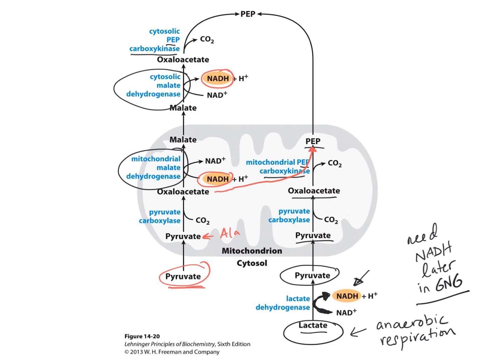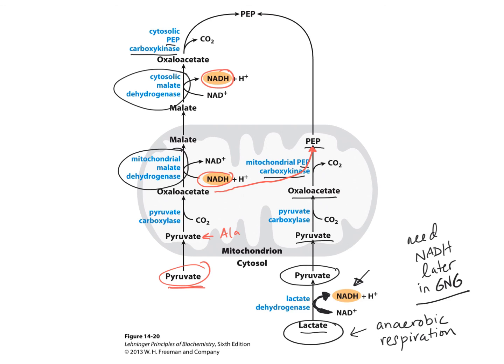So you're usually doing this path where you're originating from pyruvate or from an alanine that turns into pyruvate. You're not doing the lactate path very often because you don't produce that much lactate, and you don't produce lactate often, only from anaerobic respiration. And when that happens, then the path on the right will happen.